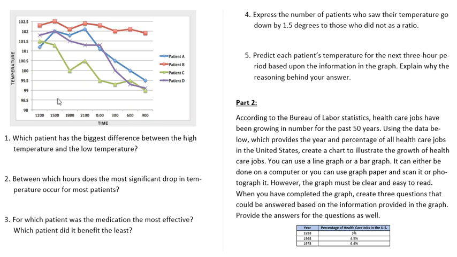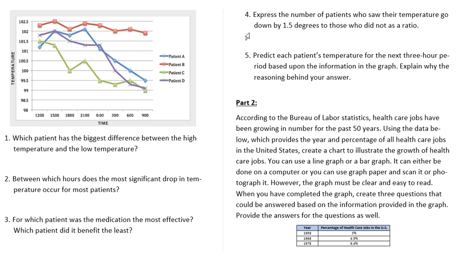Number 3 says, for which patient was the medication the most effective? For which patient did it benefit the least? Okay, we're using our numbers that we kind of calculated up here in number 1. So the biggest difference, obviously, is going to be the one that it affected the most. So your answer for number 1 and 3 for the most effective will be the same. And then it says, which patient did it benefit the least? This one is fairly obvious, but it's the one that has the lowest difference between its initial temperature and the final temperature.